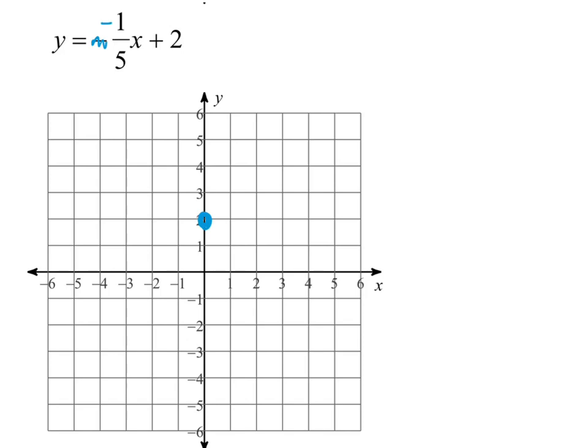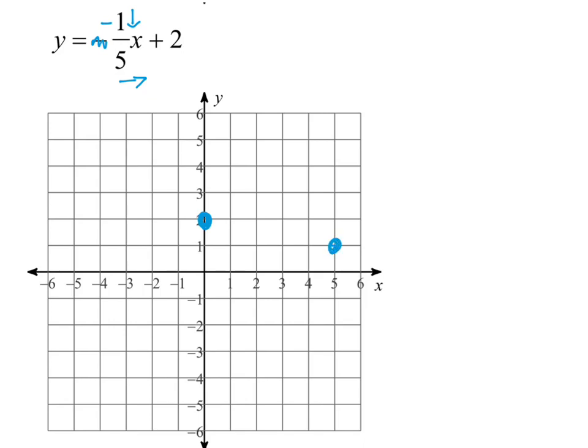I like to put it on top because this now tells me I need to go down 1, and this 5 here tells me I need to go right 5 because it's positive. 5 is positive, 1 negative, so down 1, right 5. I go down 1 and I go right 5. That's going to give me a point here.